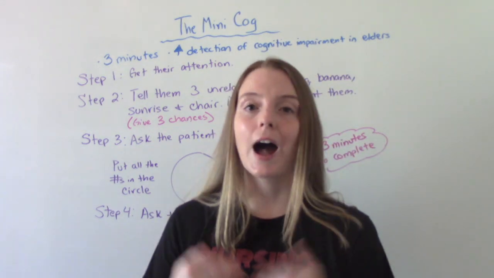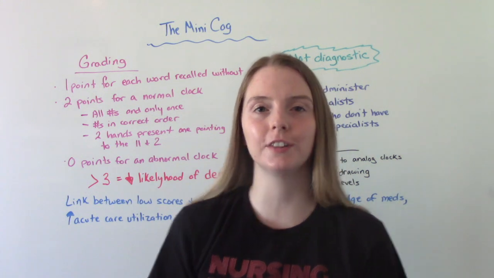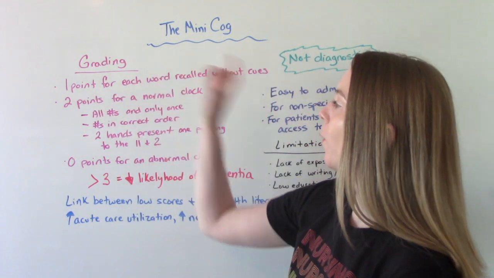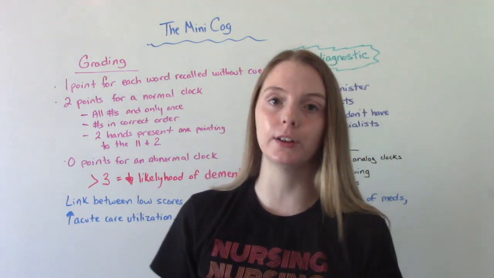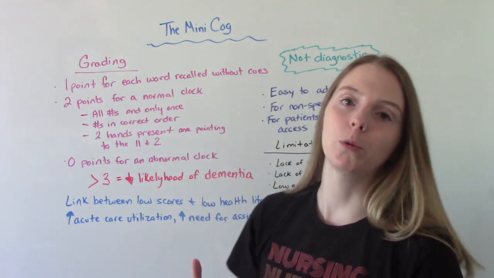Now let's talk about how we grade this. Grading the Mini Cog is just as simple for the nurse as administering it. So the patient will get 1 point for each word that they remember in the word recall, and they will get 2 points for a normal clock.